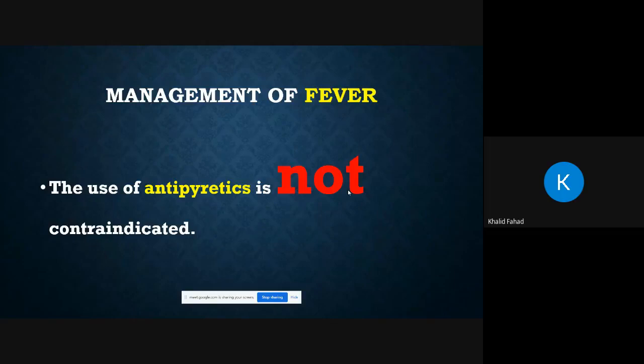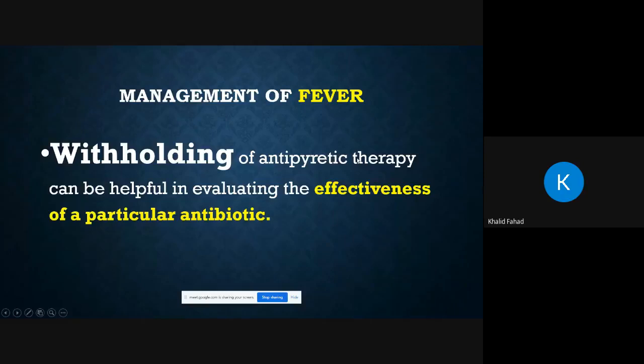So when we treat the patient with antibiotic, we don't know the pattern of resolution of infection, because most infections present with fever. The presence of fever denotes an infective process. So by giving antibiotic, it will mask the infection. Withholding of antibiotic therapy can be helpful in evaluating the effectiveness of a particular antibiotic.